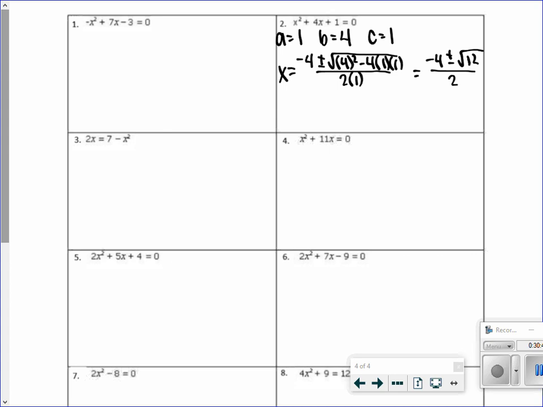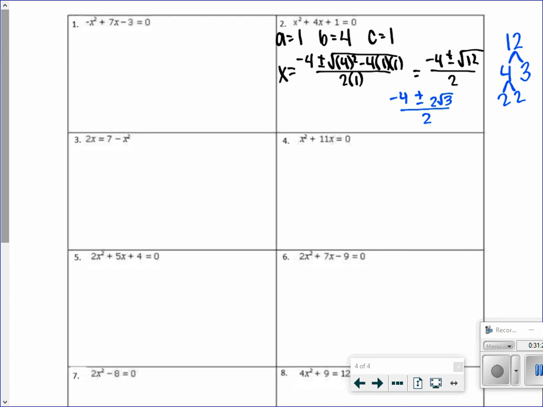If I'm asking you to simplify it, now we go back to the very beginning of our notes. Can you simplify the square root of 12? Yes. So we need numbers that multiply to 12: 4 and 3, 6 and 2, whatever. We got 2 and 2 here. So what would the square root of 12 turn into? 2 square root of 3. We've got the plus or minus symbol, the negative 4 still, and the 2.